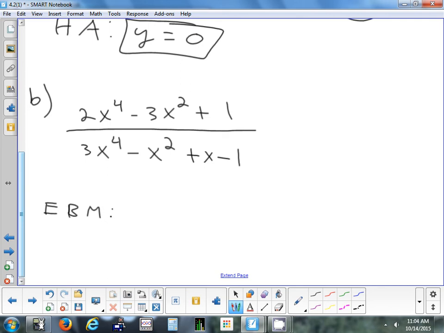Okay, Dave, what's my end behavior model here, before you simplify it? 2x to the 4th over 3x to the 4th. And Devin, what's going to happen with these x to the 4ths? They cancel. Yeah, if you subtract the exponents, it's like you'd have x to the 0, which is just 1. That's my end behavior model, 2/3. Any question on that one?